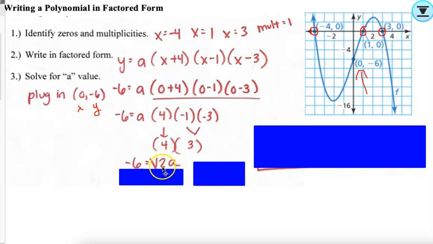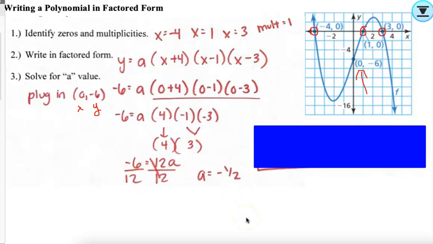My last step will be to divide by whatever number is in front of a. So you're going to divide by 12 on both sides. Now, a lot of people are about to say the answer is negative 2, but that would be 12 divided by negative 6. It's actually negative 6 divided by 12, which is a negative 1/2. So again, if you need to use your calculator to not get that wrong, go for it.